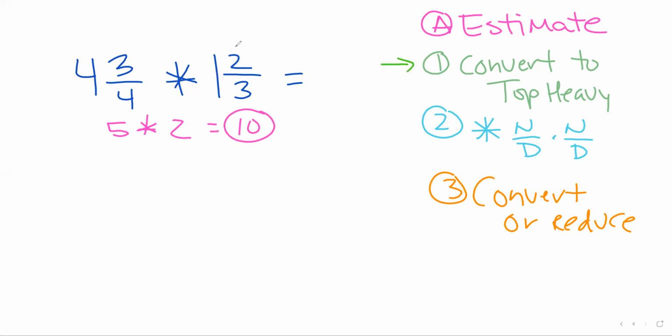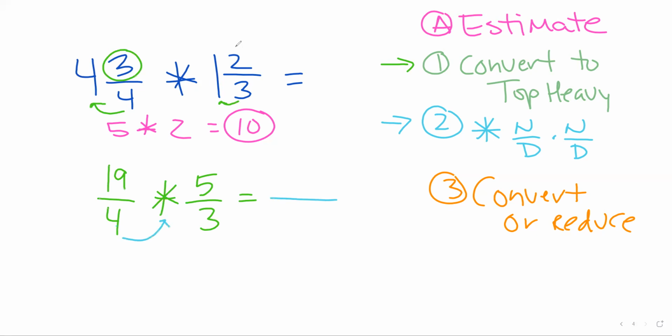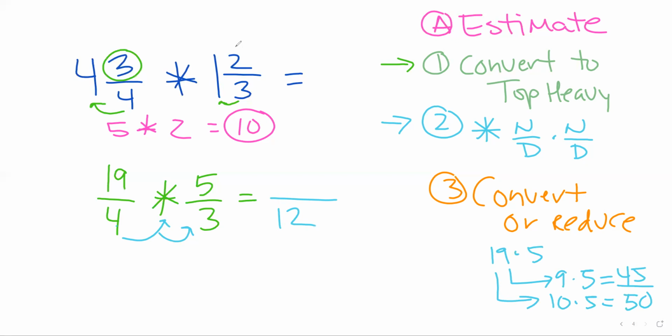We're going to go ahead and convert to top heavy. 4 times 4 is 16 plus 3 is 19/4, times 3 times 1 is 3 plus 2 is 5/3. Now let's multiply our numerator times our numerator and our denominator times our denominator. So 4 times 3 is going to get us 12. Let's see, 19 times 5, I'm just going to have to do the math on the side, and that's okay. That would be the same thing as 9 times 5 and 10 times 5. So 45 and 50. So that's 95. So this is 95 over 12.